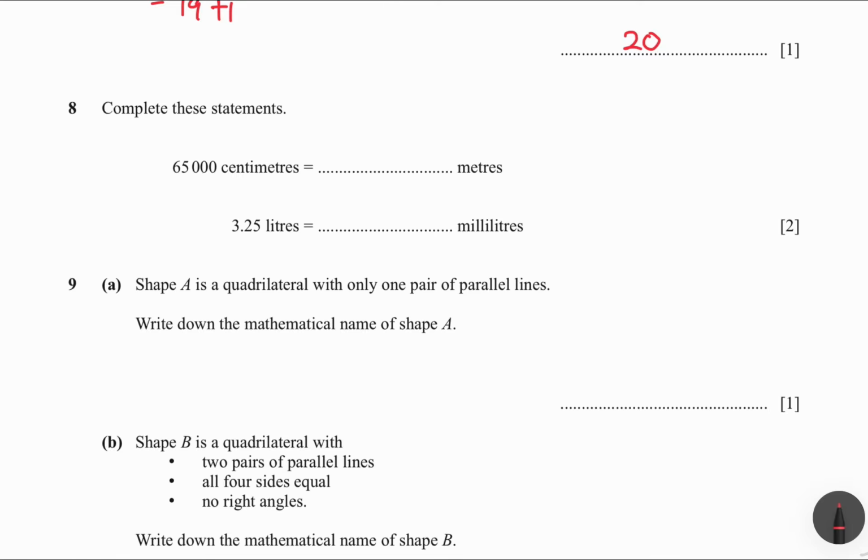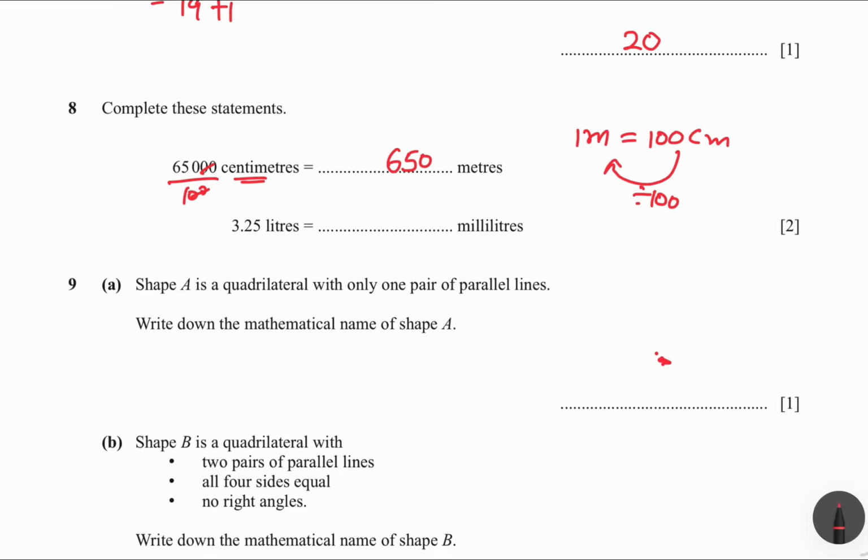Number 8, complete these statements. 65,000 centimeters to meters. Basically we are converting from centimeters to meters. So as you know, 1 meter is equal to 100 centimeters. When we convert from meters to centimeters, we multiply, but we are converting from centimeters to meters, so we will divide by 100. When I divide this by 100, these two zeros are gone. So we have 650 meters.